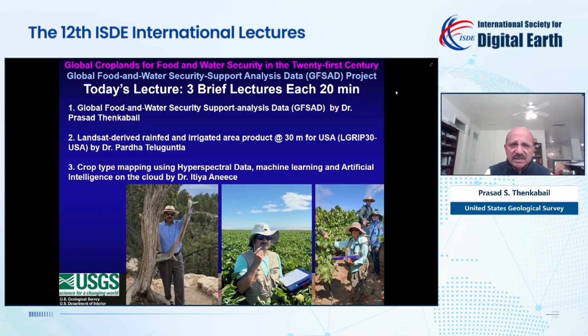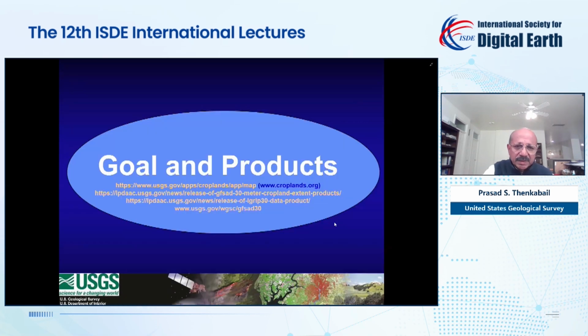So there will be three lectures. Mine will be the first one, followed by more specific irrigated and rain-fed area for the United States of America by Partha, and crop type mapping using hyperspectral data, machine learning, and artificial intelligence by E.T. Anis. And you can see our snapshots just to identify who we are.